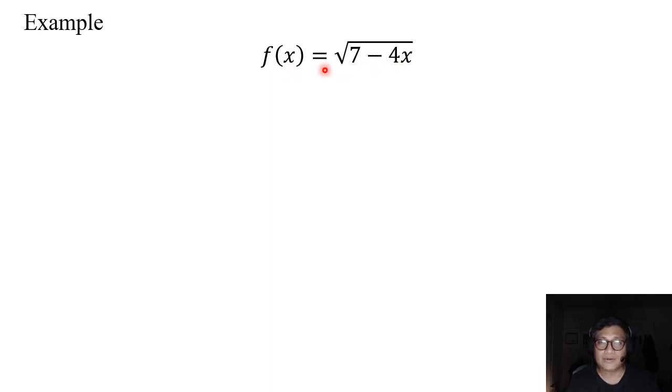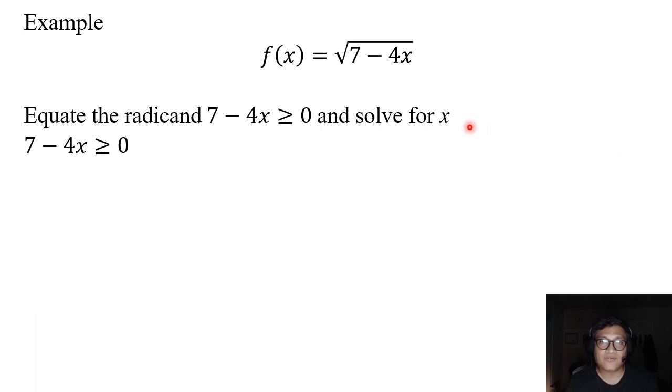So similar to the two previous examples, we are going to equate 7 minus 4x greater than or equals to 0. So we have here now. Then we are going to solve for your x. So you have two options here, class. Either you are going to transpose negative 4x on the other side to become positive, or you are going to transpose 7 to the other side to make it negative 7. So we have two options here. So these two are the same.